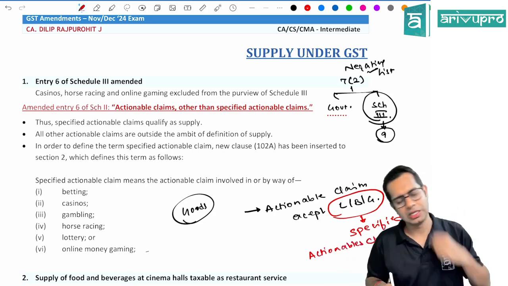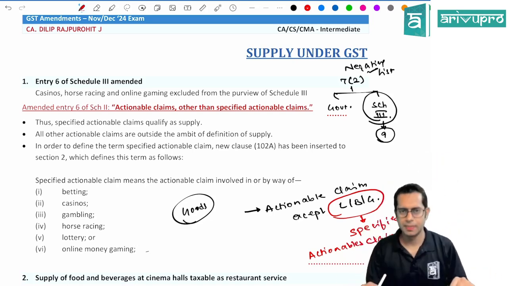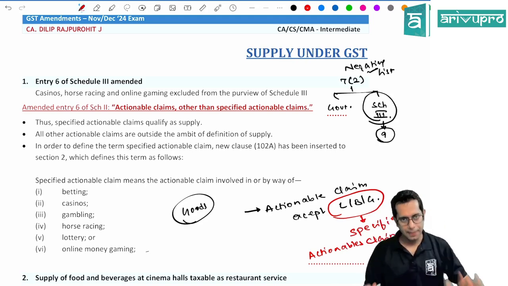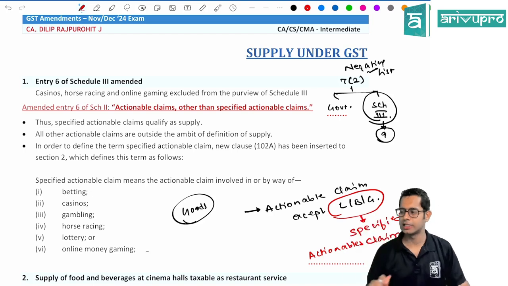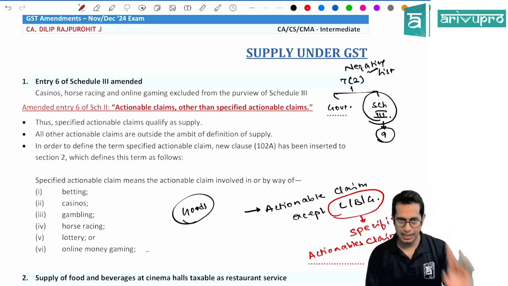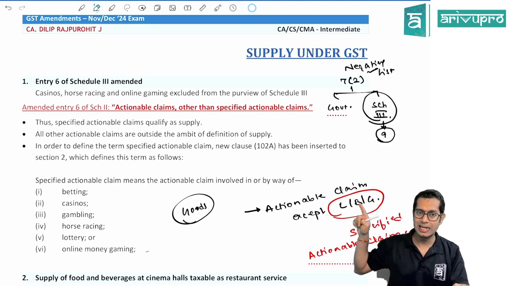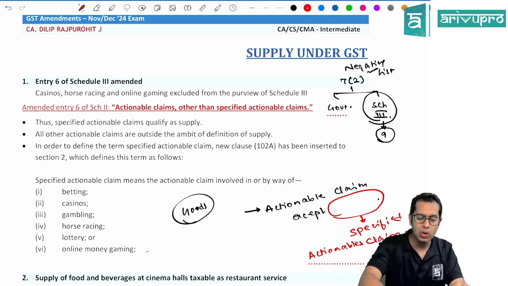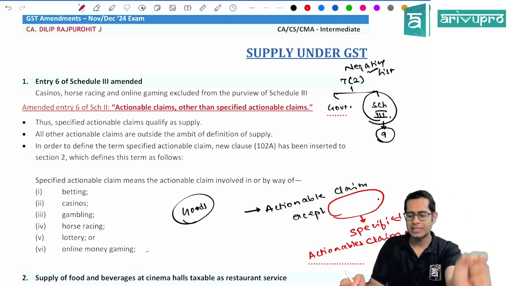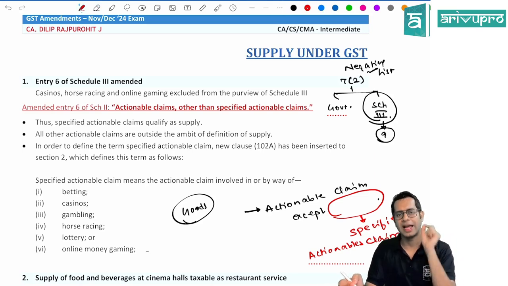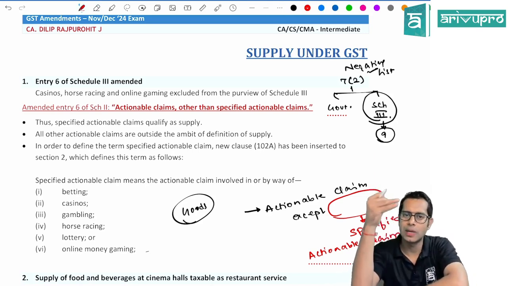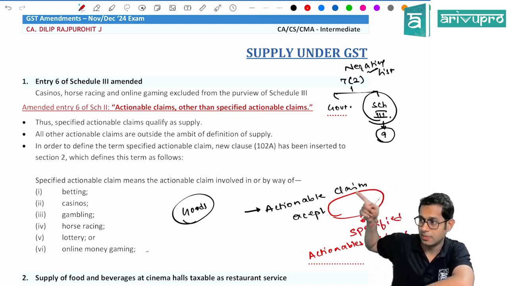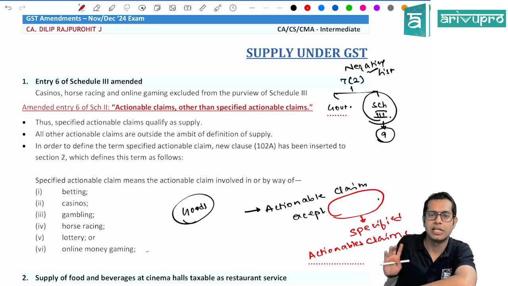Sir, what are you trying to say? See, there is something called Schedule 3. In Schedule 3, there are different items which are not treated as supply. One of the items is actionable claims except lottery, betting and gambling. Now this entry is changed. It now reads as actionable claims except specified actionable claims. Instead of directly saying lottery, betting and gambling, they now say that if you are doing any transaction in actionable claims except specified actionable claims, it is not treated as supply.